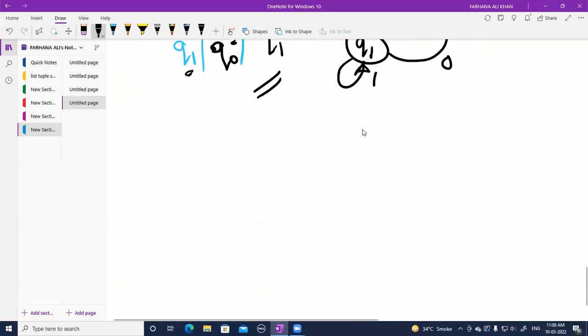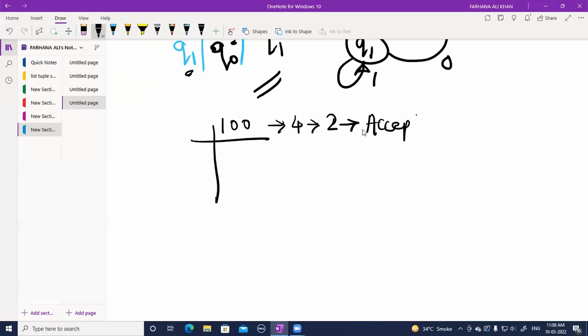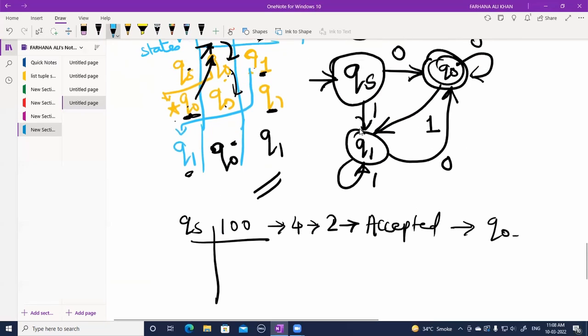For number 4, we'll take 100. So 100 is number 4. Is number 4 divisible by 2? Yes, number 4 is divisible by 2, so the string has to be accepted by our FA. What do we mean by accepted by the FA? It should end in the Q0 state. We'll start with QS. Now we'll take QS with 1. QS with 1 is going to Q1. So we'll write QS on 1 goes to Q1 and the remaining string is 0, 0.